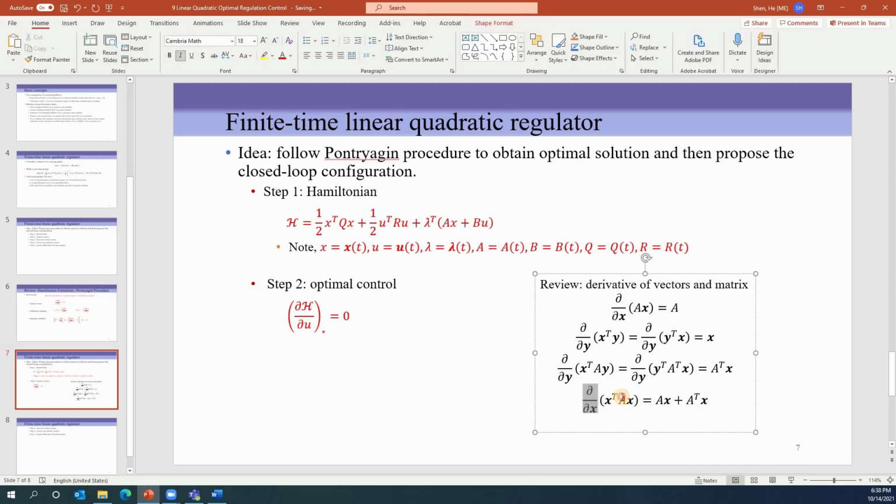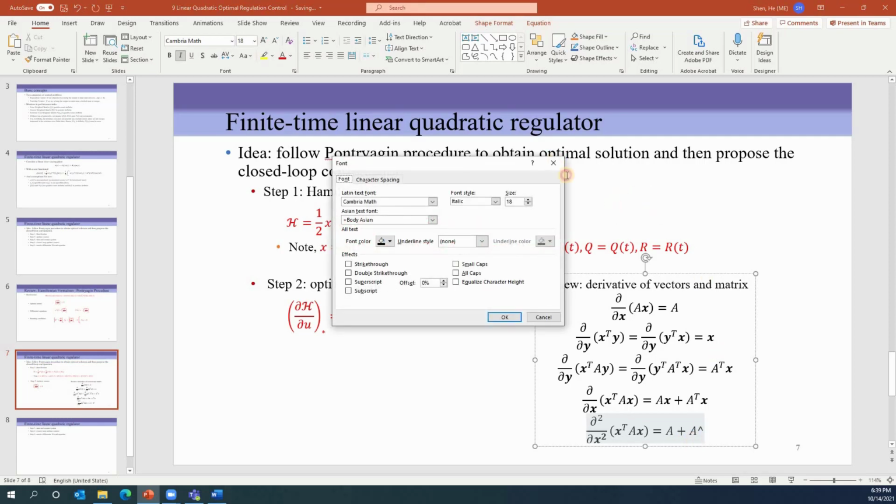And what happens if I take a second partial derivative of this? We need to take another partial derivative of this with respect to x, right? The first term gives us A, right? What is the second term? A transpose. A transpose, exactly. So this is how we solve the problem.